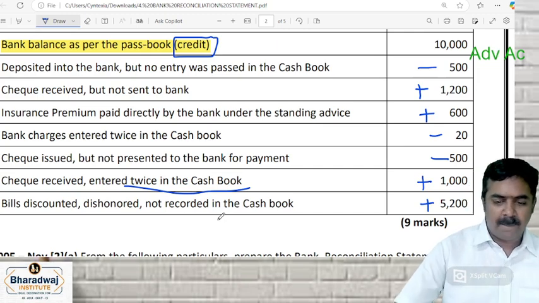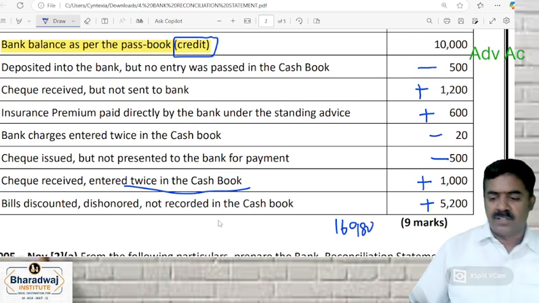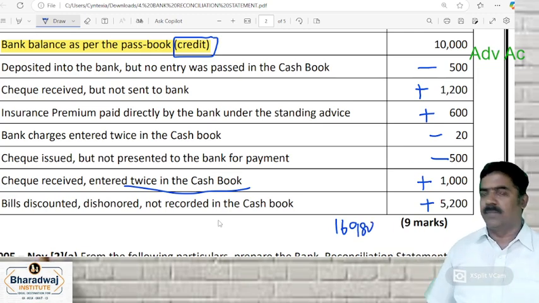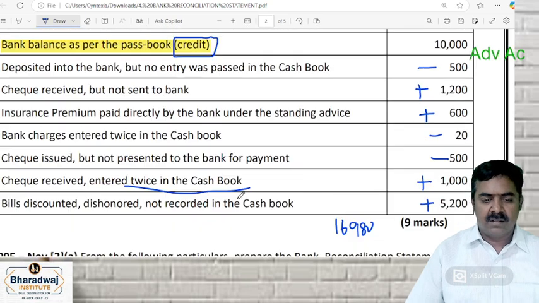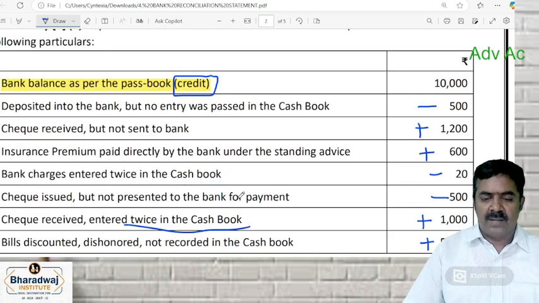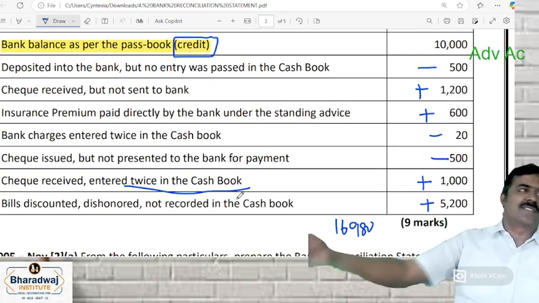What is the answer? How much? 15,980. Examination la present பண்ணும்போது add item less item தனியா present. So we are playing the role of a banker. We are playing the role of a banker, according to the customer adjust panna.